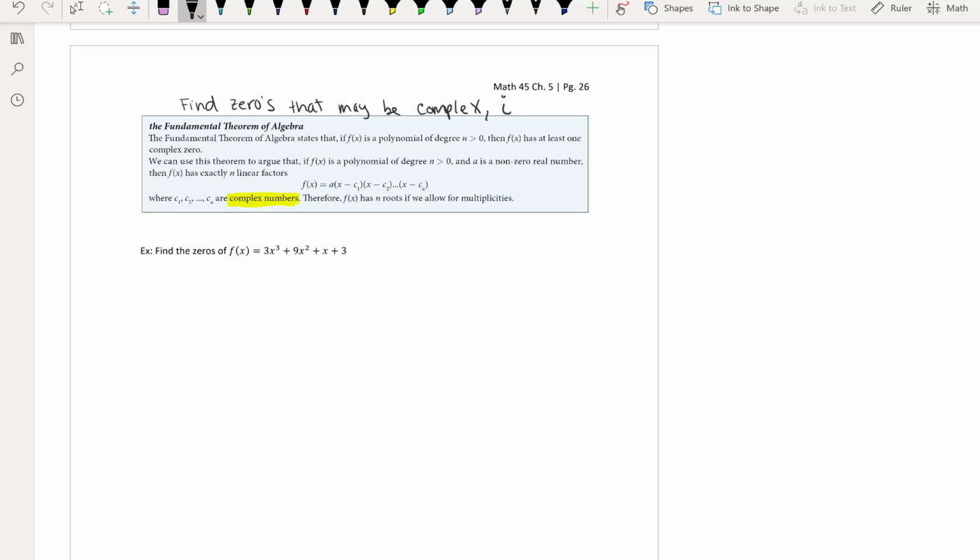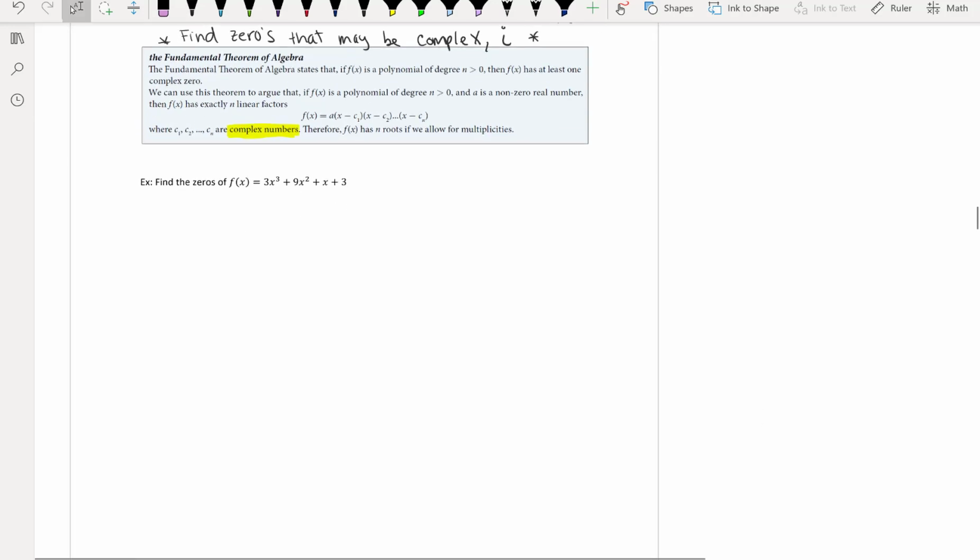Which is I. So that's what our theorem is talking about. So, okay, let's see how we do this. Again, we're going to go with the P and the Q here. So we have the zeros. It says find the zeros of this function.